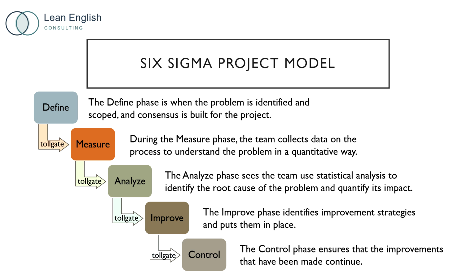The define phase is when the problem is identified and scoped and consensus is built for the project. As in traditional project management, a project charter is written. A Six Sigma project charter is a formal document that authorizes a process improvement project, defining its scope, objectives, team structure, and success criteria, serving as a contract between the project team and organizational leadership. It is reviewed and signed by senior management, who require that the use of company resources be financially justified.